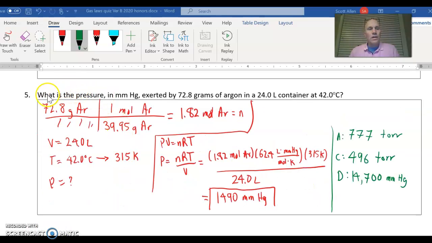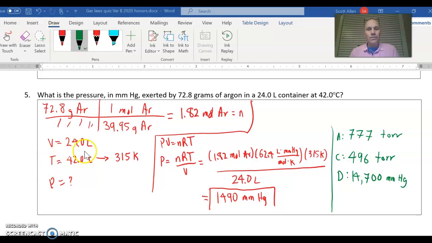Okay, going to question number 5, this is coming from version B. What's the pressure in millimeters of mercury exerted by this many grams of argon in a 24.0 liter container at this temperature? First of all, it gives us the gas in grams. In order to do gas laws, we have to convert that to moles. So the first thing I'm going to do is say that for every 1 mole of argon, we have this many grams. Notice that the formula here is just Ar, because argon is not one of those Brinkelhoff elements. So we do that and figure out that that means 1.82 moles of argon.